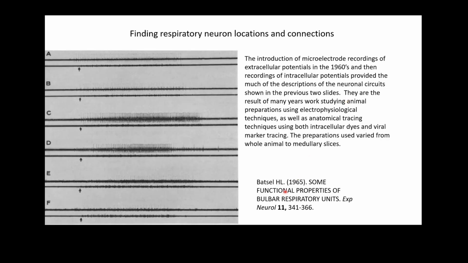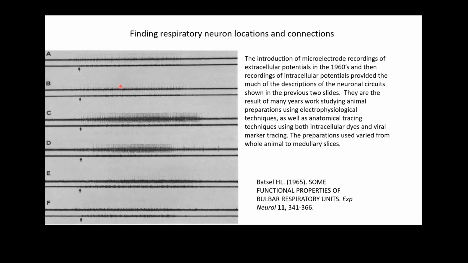Now, in 1965, Batzel introduced the idea that you can make microelectrode recordings of the extracellular potentials, and you can record these to provide a much better description of what activity is going on in the brainstem that might generate respiratory rhythm. The descriptions that we've reviewed so far have been using these electrophysiological techniques as well as anatomical tracing and recording extracellular and intracellular potentials with microelectrodes. And we'll talk about some of the preparations that were used here.